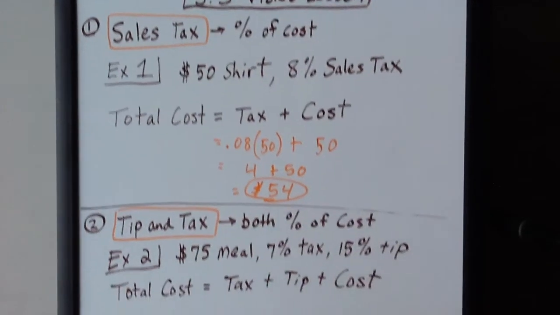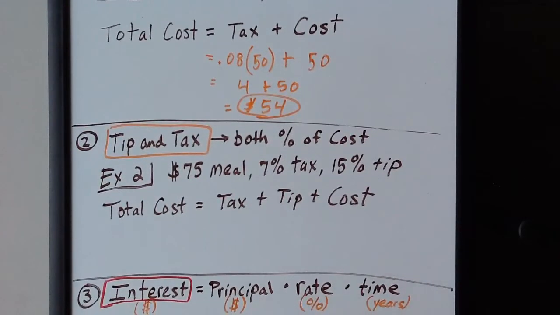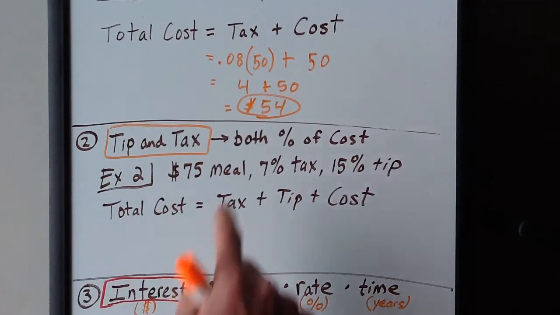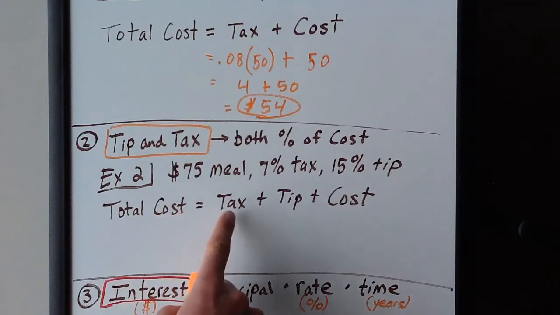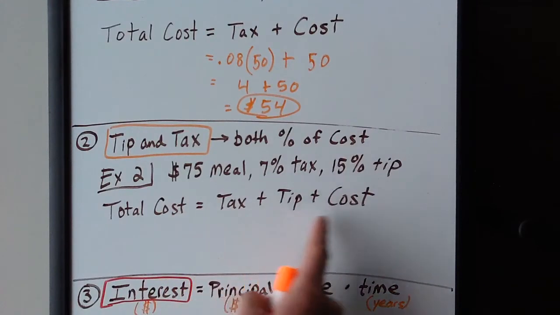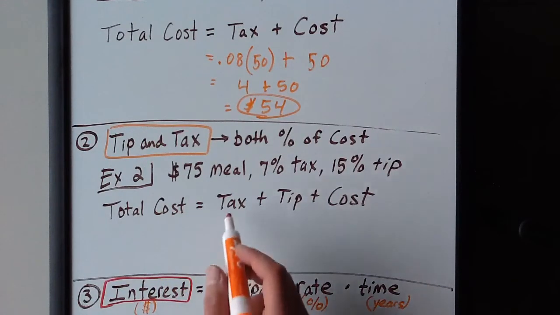In example number two, we have tip and tax. Both of these are a percentage of the original cost. And so in this example number two, we have a $75 meal, and we're paying 7% in tax and 15% tip. So to calculate the total cost here, we add the tax plus the tip plus the cost. All right, so let's calculate the tax.